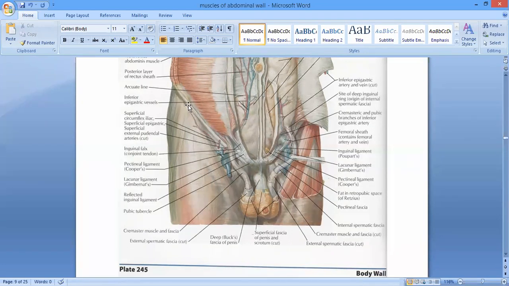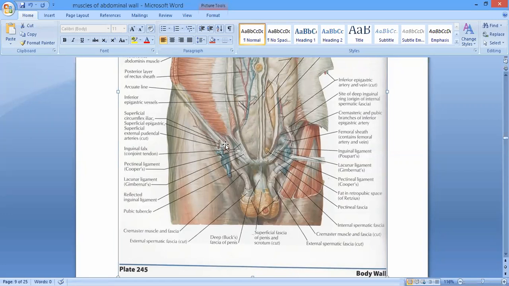Now, this upper surface, you see, is going to give attachment to certain muscles. Which muscle will it give attachment to? Who will tell? The lateral two-thirds of the internal oblique. Child, the external oblique itself forms this, right? So the lateral two-thirds of the inguinal ligament gives origin to the internal oblique muscle, and the lateral one-third gives attachment to the transversus abdominis muscle, right?